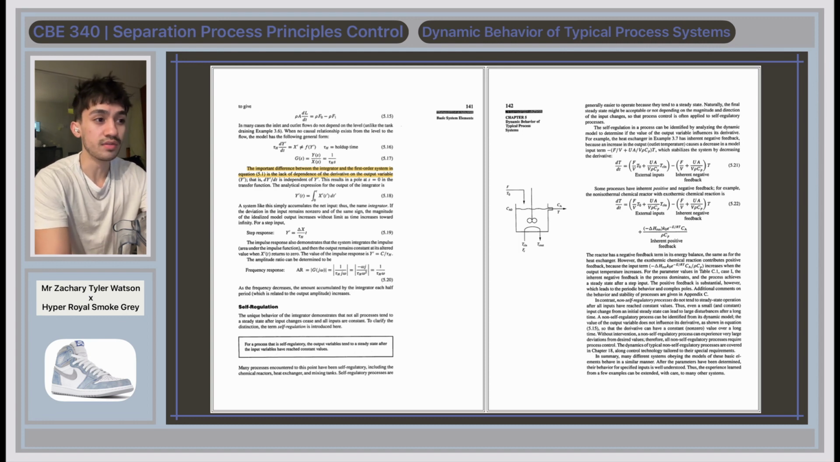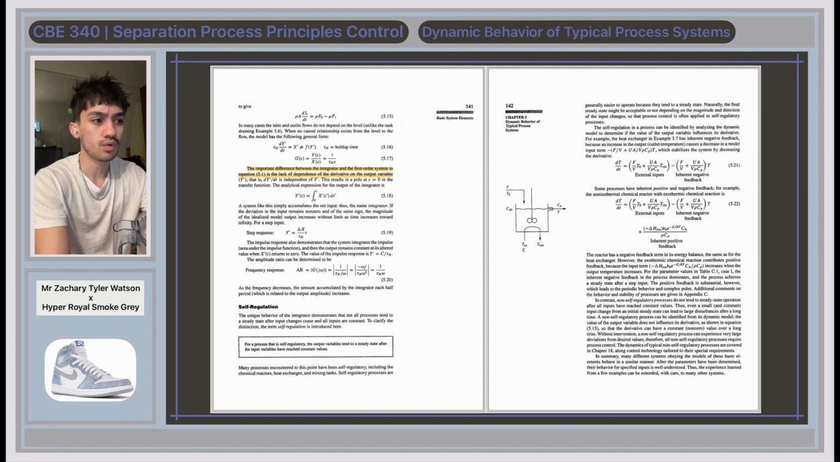Moving on, the reactor has a negative feedback term in its energy balance, the same as for the heat exchanger. However, the exothermic chemical reaction contributes positive feedback because the input term, the inherent positive feedback, increases when the output temperature increases. For the parameter values in table C1, case 1, the inherent negative feedback in the process dominates, and the process achieves a steady state after a step input. The positive feedback is substantial, however, and it leads to periodic behavior and complex poles. Additional comments on the behavior and stability of processes are given in Appendix C.